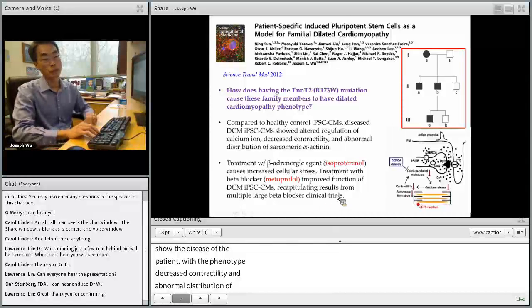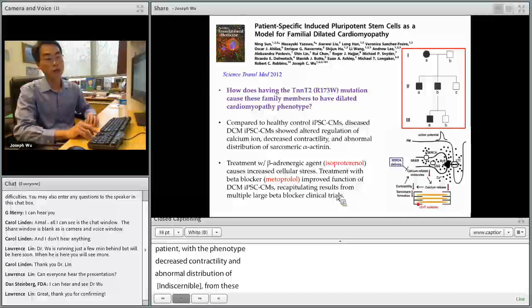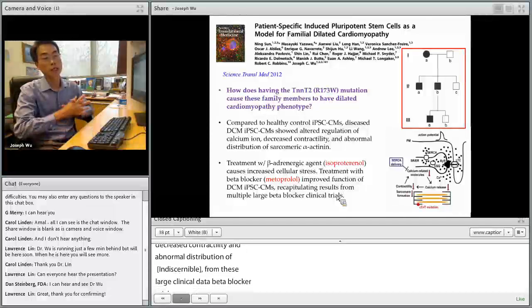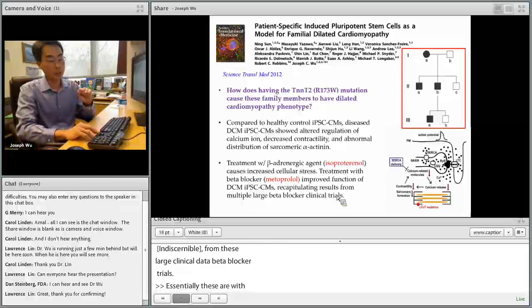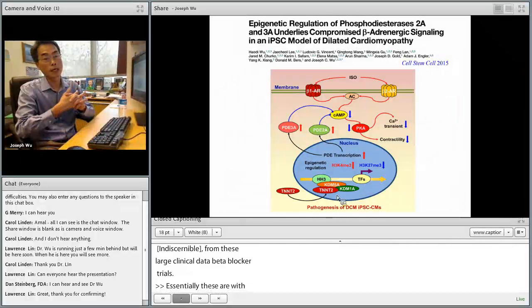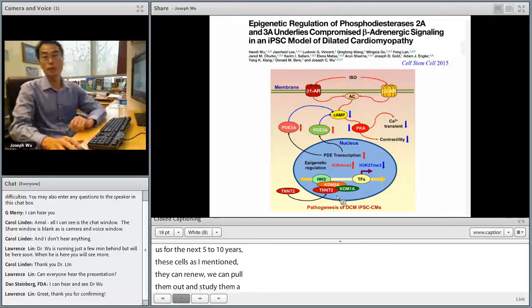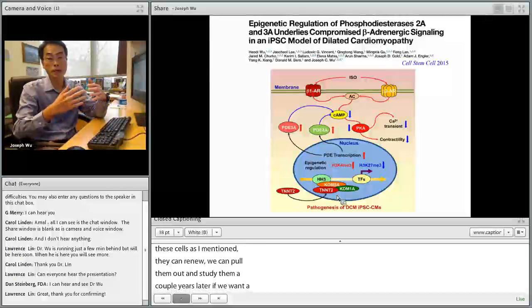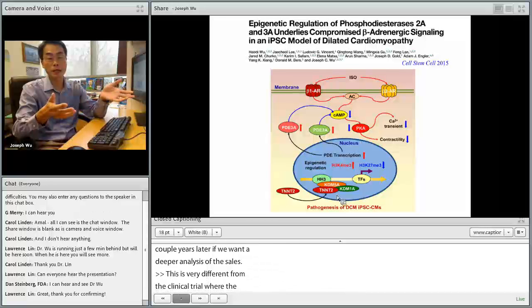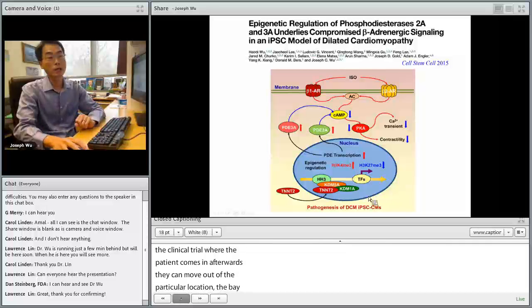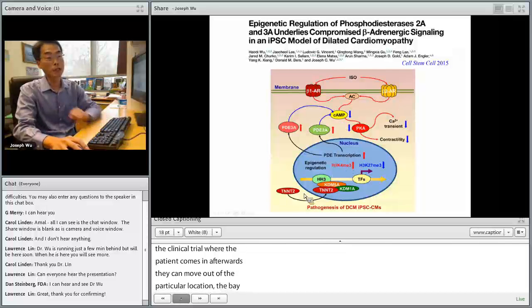Now, keep in mind that once we make these iPSCs, they are essentially with us for the next 5, 10, 20 years. Essentially, these cells, as I mentioned before, are pluripotent and can self-renew. We can pull out these cells and study them a couple of years later if we want to have a deeper analysis of these cells. This is very different from a clinical trial, in which patients could come in and afterwards move out of the particular location, in this case the Bay Area. So it's no longer possible for us to study these patients. These cells, once we bake them, we can pull them out and study them again.